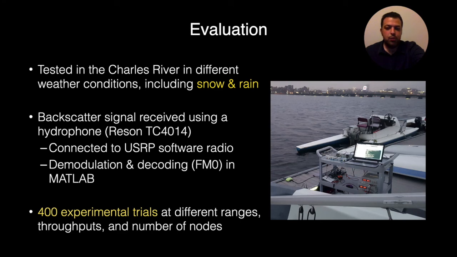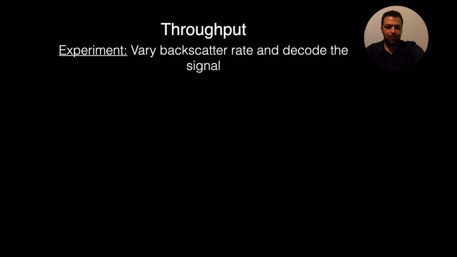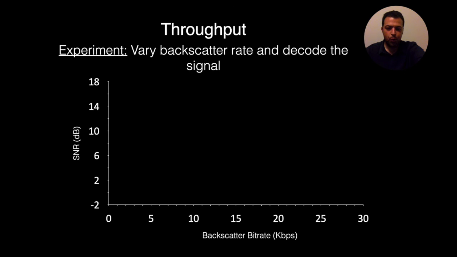Now, I want to just present to you 2 of our main results. For the rest of the results, I would like to invite you to read the paper. The first result is about throughput. The experiment we did here was we changed the backscatter rate and we tried to decode the signal. What I'm going to show you here is, on the x-axis, the backscatter bitrate, and on the y-axis, the signal to noise ratio. For underwater communication, the threshold usually is defined as a bit error rate of 10 to the power of -2. So I'm going to use this threshold to evaluate my throughput.